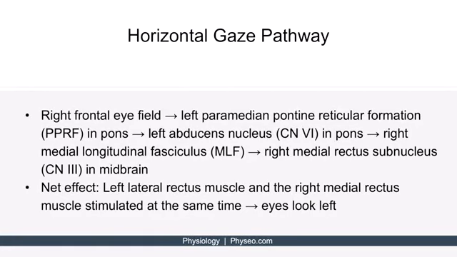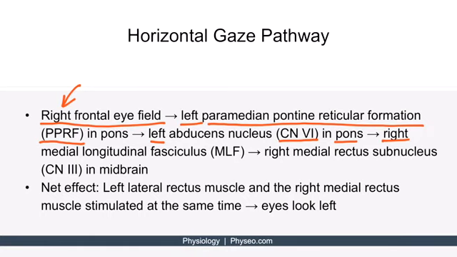So now let's talk about the horizontal gaze pathway for the eyes. So the signal starts in the right frontal eye field. We're just using right as an example now, but obviously this would apply for the left frontal eye field as well. So from the right frontal eye field, it will decussate to the left paramedian pontine reticular formation, or the PPRF, located in the pons. And then from there, it'll go to the left abducens nucleus, or cranial nerve 6, which is also in the pons. And from there, it'll go to the right medial longitudinal fasciculus, or the MLF.